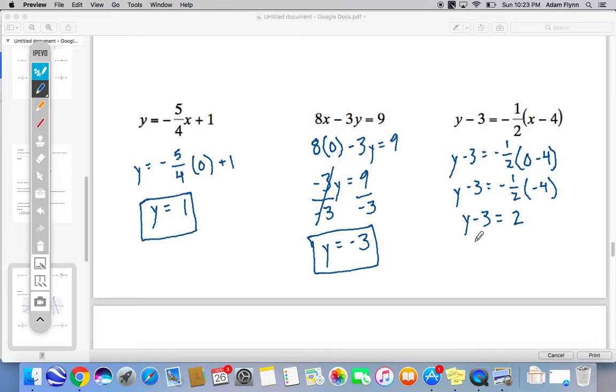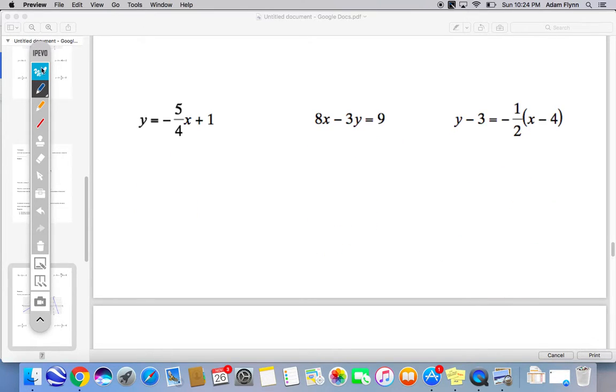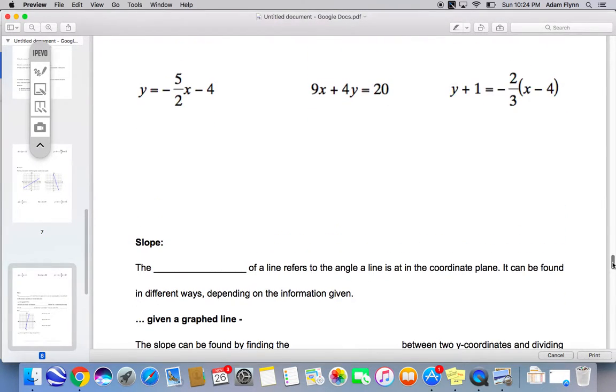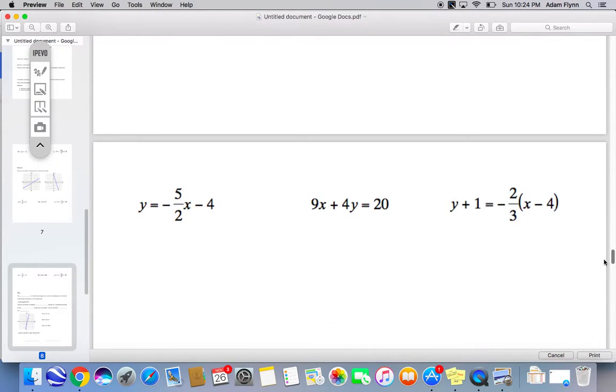Okay, so to get y by itself, I will add 3 on this side. I will add 3 on this side. So these 3's cancel. I'm left with y equals 2 plus 3, which is 5. Pause the video if you need more time. Nope, we don't want to get into slope notes quite yet.